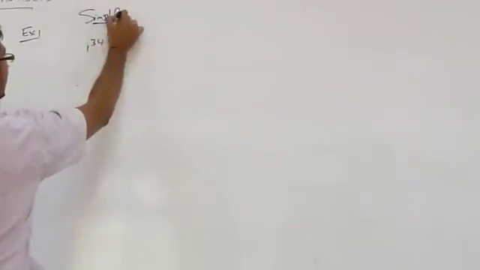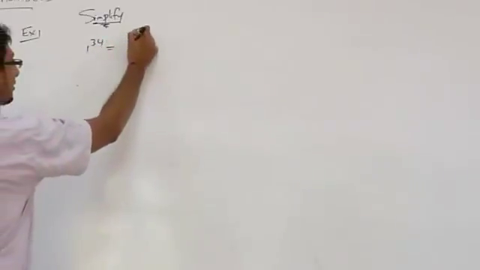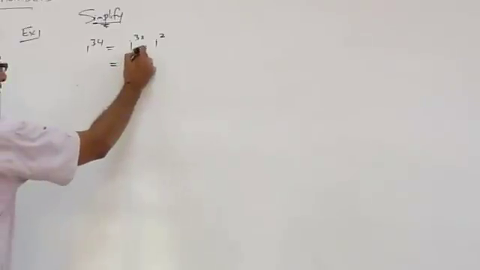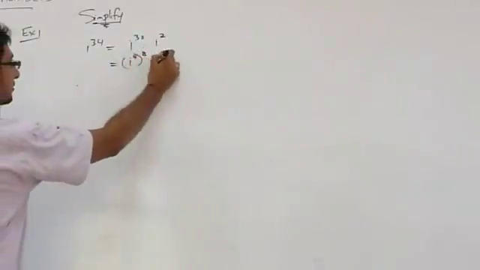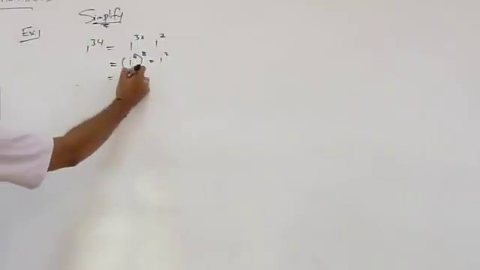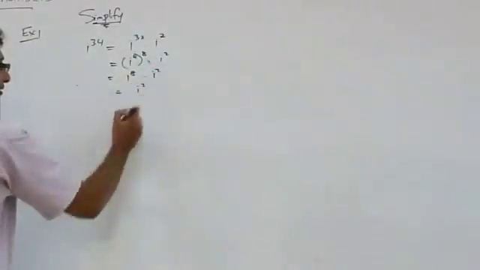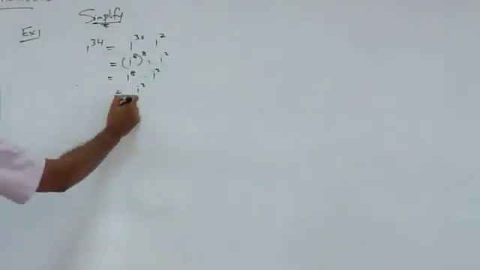Okay, so we have a look at the simplification process now. If you need to simplify i to the power 34, you try to get the multiple of 4 in the power. So we can write this as i³² times i². Using indices, i³² is (i⁴)⁸, and i⁴ is 1, times i², so you get i² simply. And what is i²? Negative 1. So i³⁴ is simply negative 1.